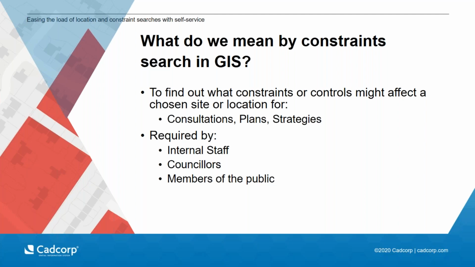This is for your consultations, plans or strategy reports that you may have to do within your organisation. Today we're looking at officers from different departments who need to use the data and find out what constraints might affect the location, or things to be aware of, like access restrictions or planned works. However, we don't want to restrict this to council employees. Members of the public and councillors will also have an interest in this information and they will need to access it in an easy way.